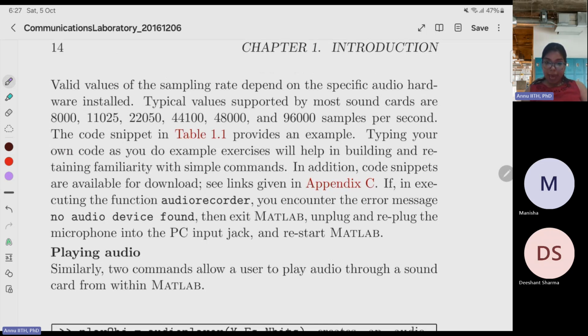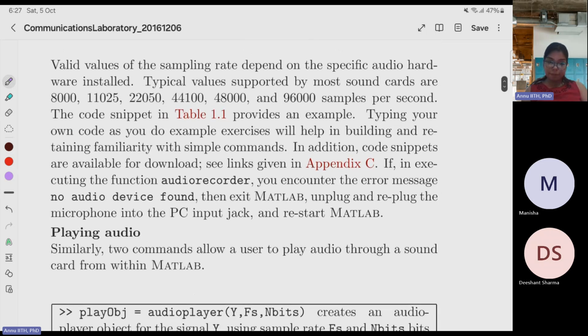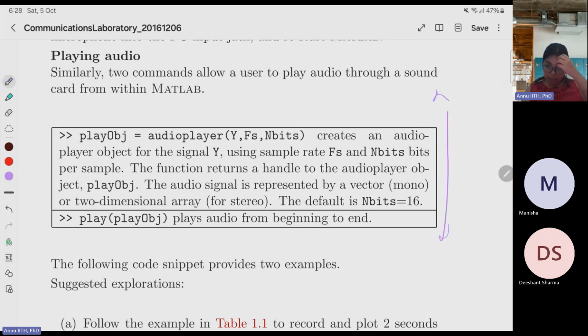We'll see that. And typing your own code as you do the example exercises will help in building some familiarity. So I just wanted you to go through that and you can just type these things.